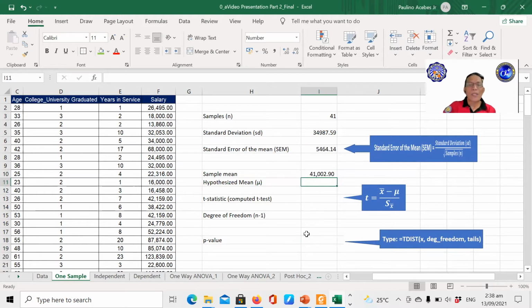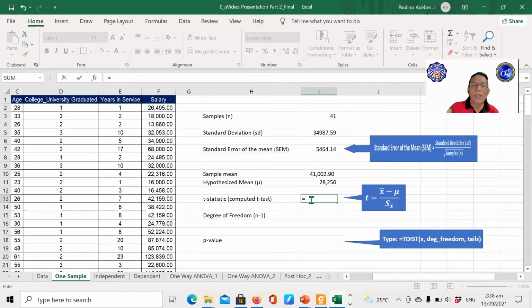What is our hypothesized mean? According to payscale.com, the population mean salary of the government employee is 28,250. So this is our hypothesized mean. And after that, we are going to compute the t-test.